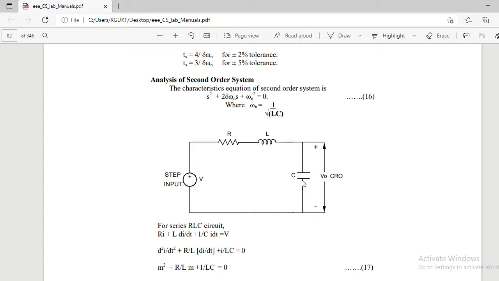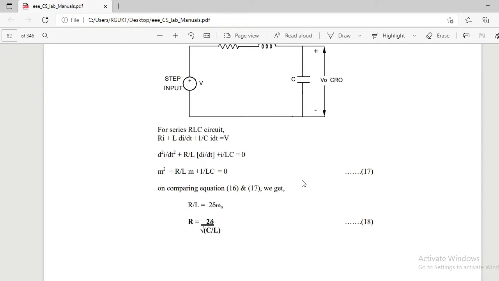For this circuit, if you write the KVL equation and apply the Laplace transform, and simplify, you write the differential equation for your series RLC circuit and simplify with an auxiliary equation, then you get the value of R as 2 zeta times the square root of L by C. Here we are assuming zeta. Suppose you want to check the performance of the second order system for the underdamped case. Underdamped means the zeta value lies between 0 and 1. So you may assume zeta is 0.5, and C and L are fixed.